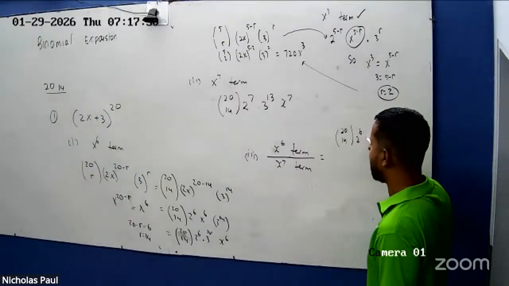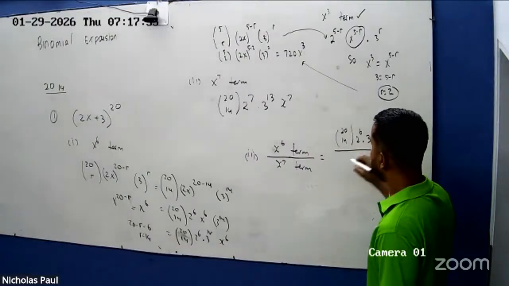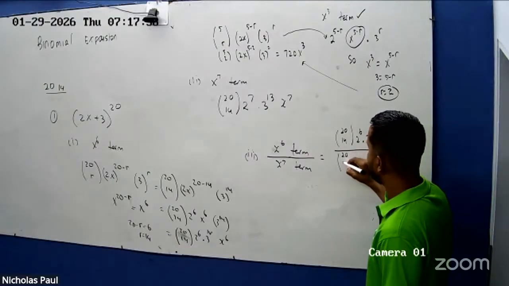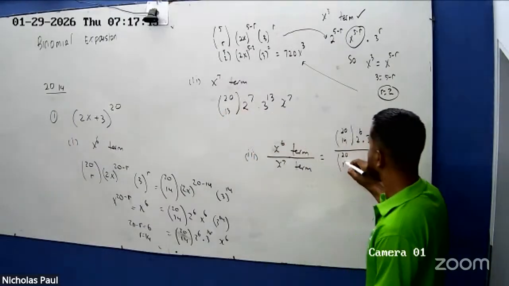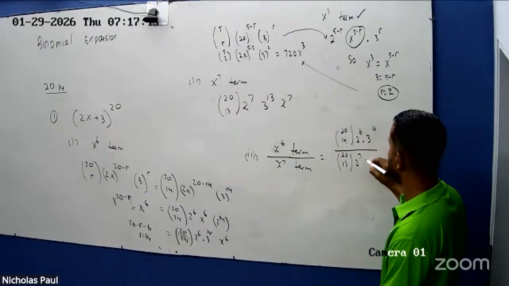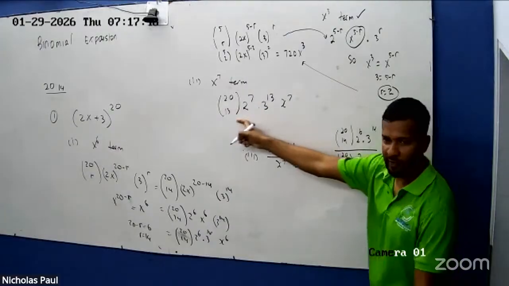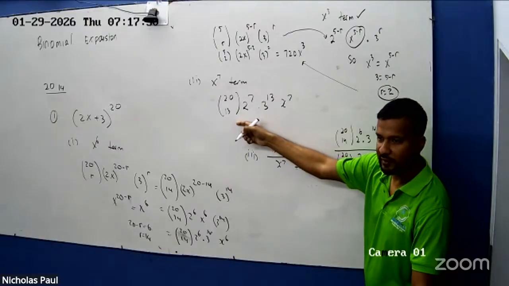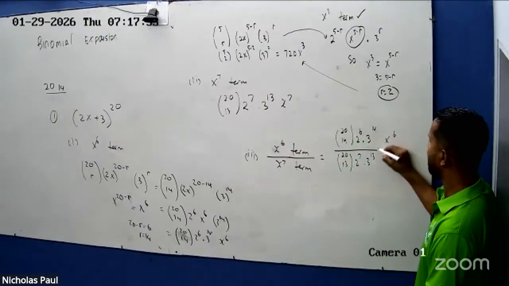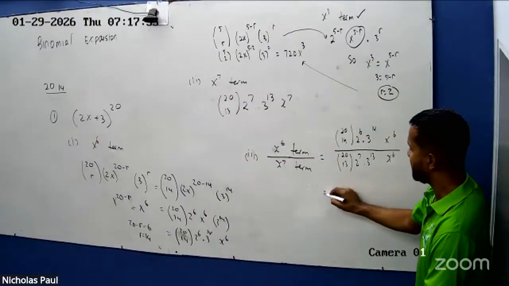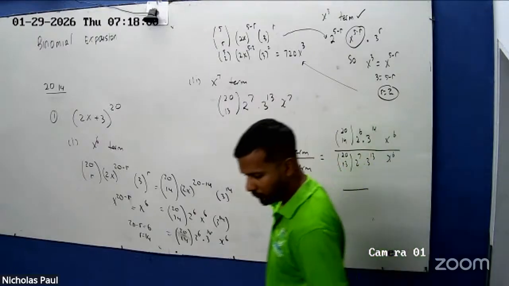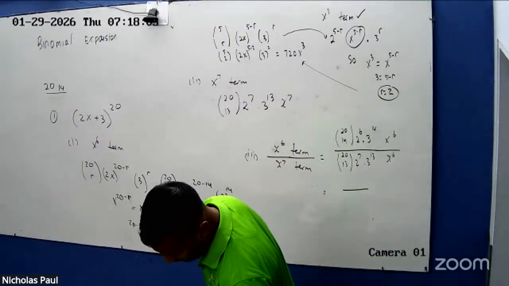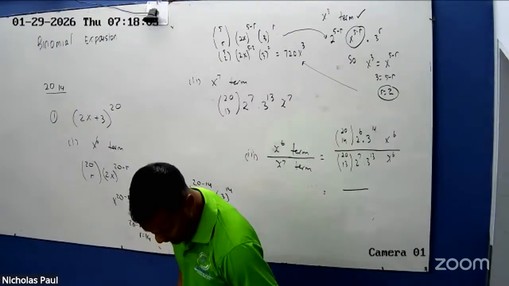20C14, 2 to the 6, 3 to the 14, all over 20C13, 2 to the 7, 3 to the 30. You all got this, right? So it's x6 over x7. And it should simplify to something nice.